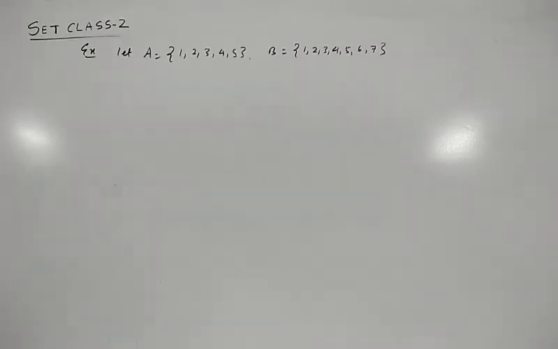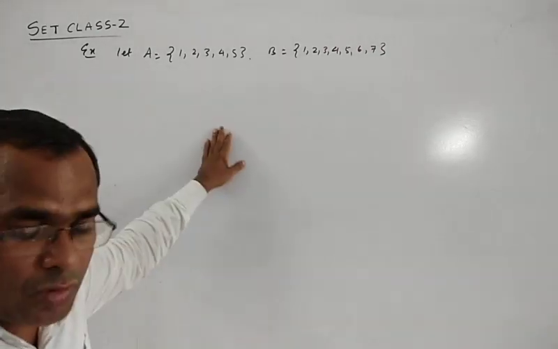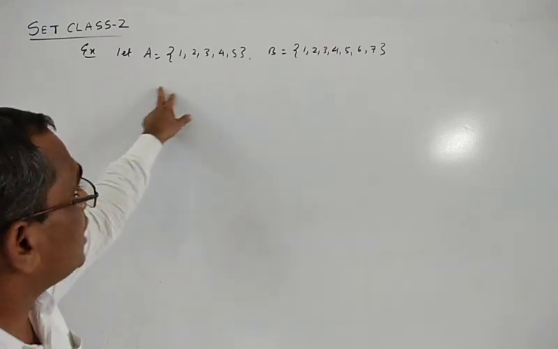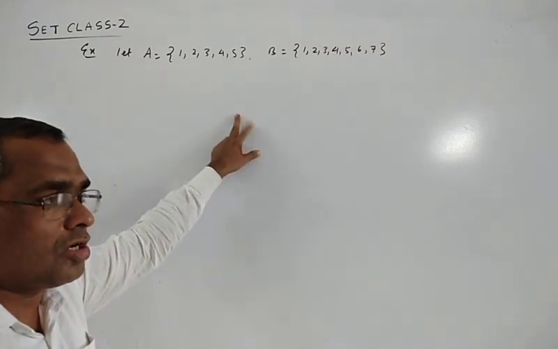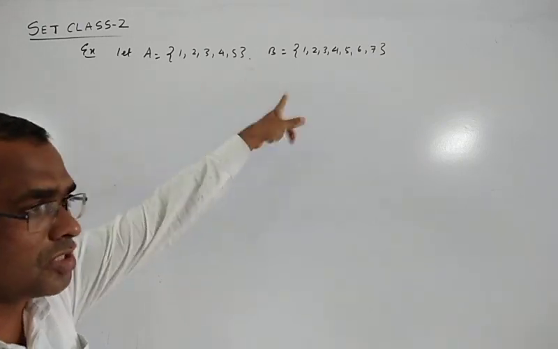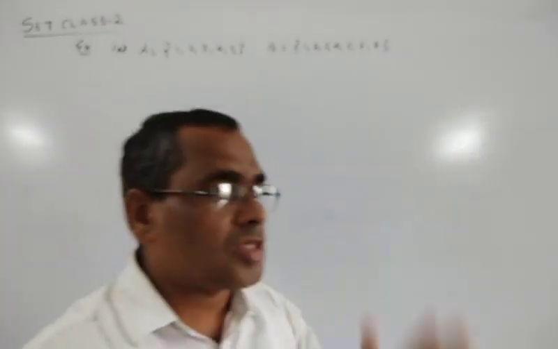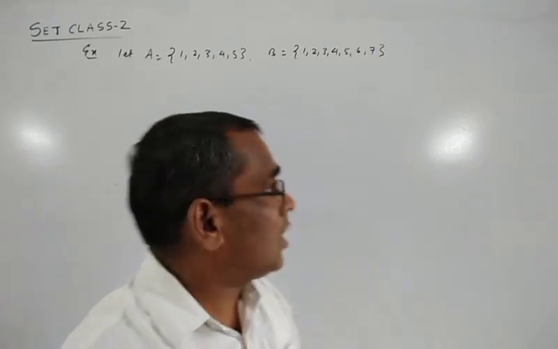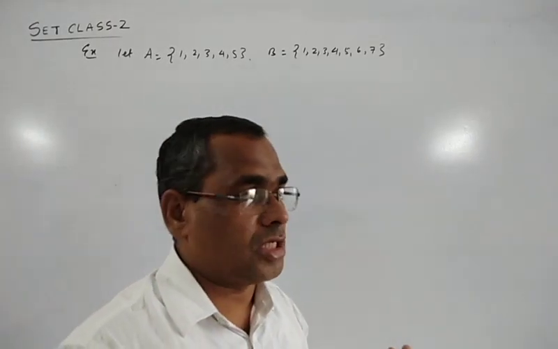So for example, let A equal {1, 2, 3, 4, 5} and B equal {1, 2, 3, 4, 5, 6, 7}. So clearly here all the elements of set A are present in set B. Also B contains at least two extra elements, that is 6 and 7. So here we definitely say A is a proper subset of B. But saying A is a subset of B is not false either. It is not untrue.